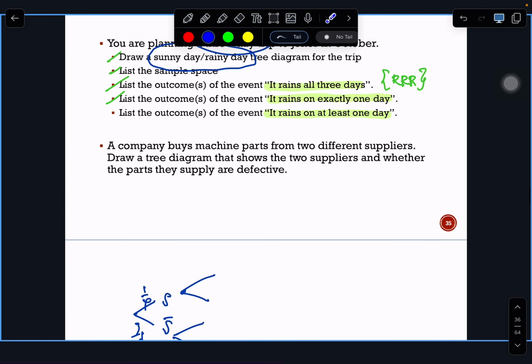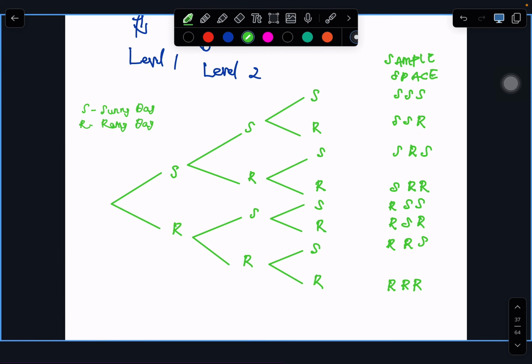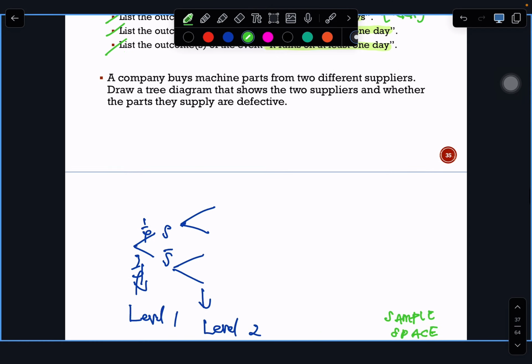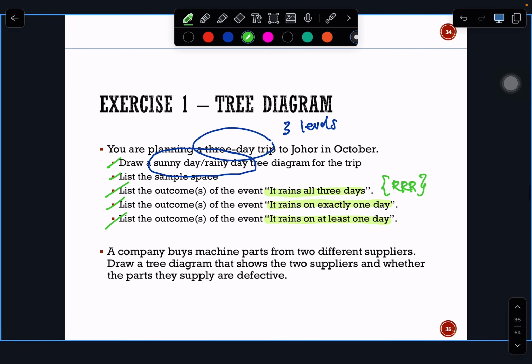All right, so we answer this one. And you may ask, we have a nice tree diagram here. We have levels, we have branches, and we have the sample space. But we don't have probability on the branches. Can we get the probability from the question? From the question, we cannot assume 0.5, 0.5, because we are not given that information. So we cannot label 0.5, 0.5.